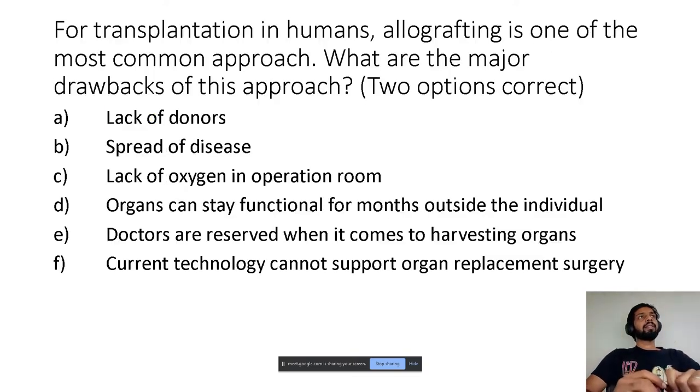Okay. For transplantation in humans, allografting is one of the most common approaches. Option A and B. Yeah, option A and B. I think we've discussed this question previously as well. Lack of donors and spread of diseases are the two major drawbacks. The third one being the immune responses that come up.